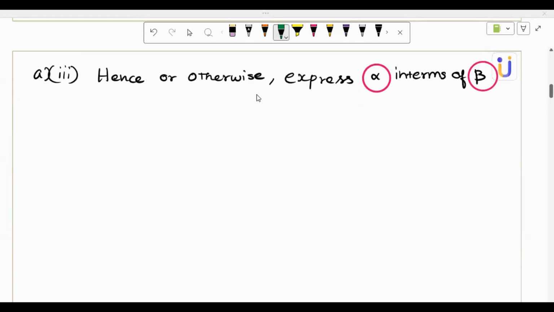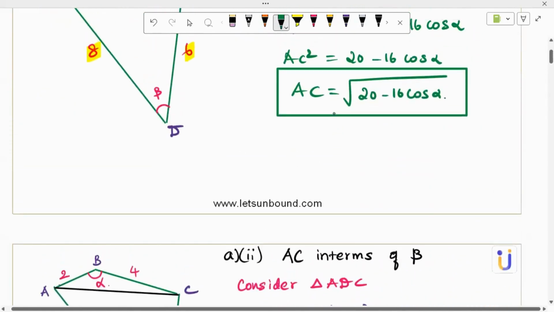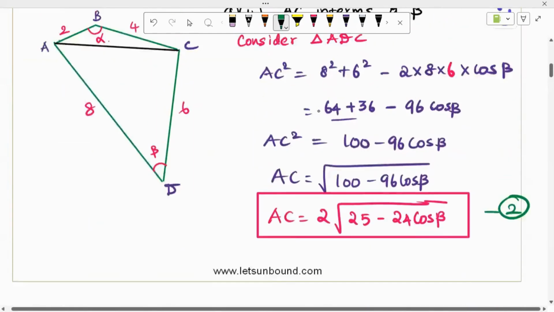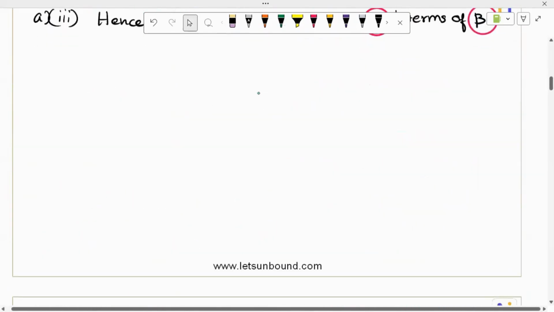Okay, so how can we solve this? I know AC in 2 different ways, so I can equate them. This is one way and this is the second way. Both represent AC. So let me equate 1 and 2. 1 and 2 are equal.